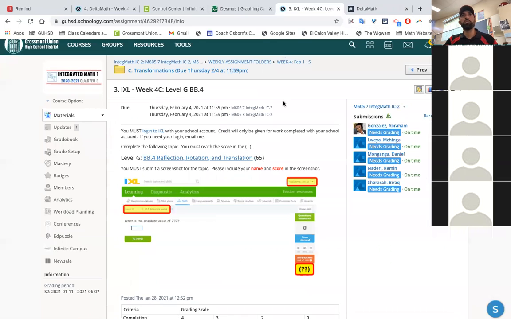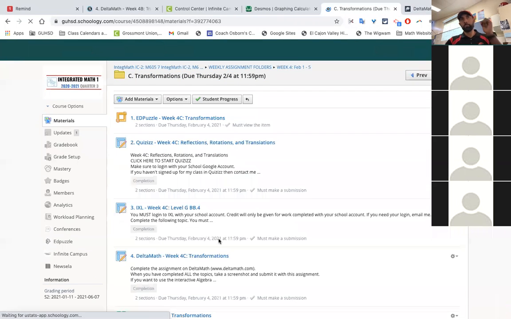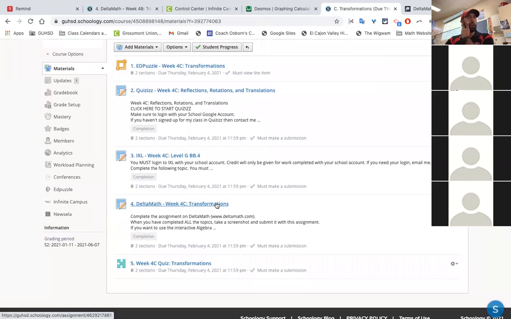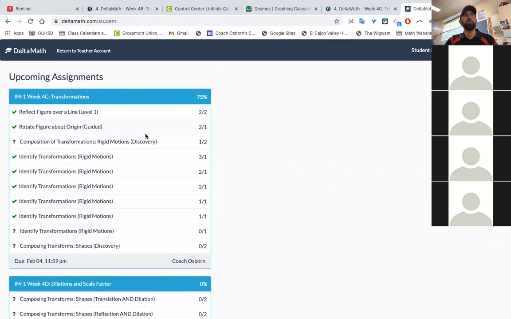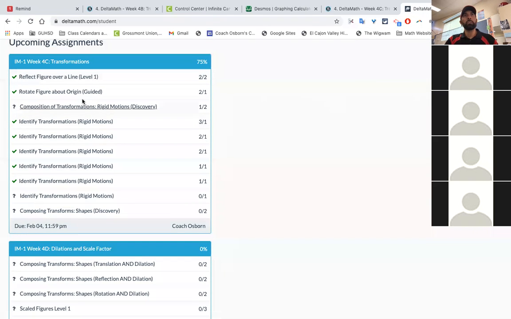Oh, actually, no, we went over this yesterday. We don't need to go over that. Let's just go to Deltamath transformations. This assignment right here, week 4C. Okay, so I'm going to jump on these ones right here.